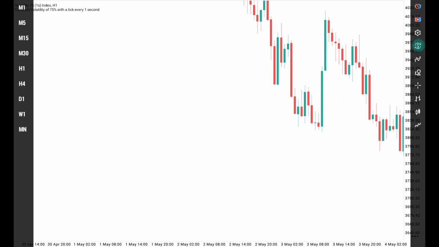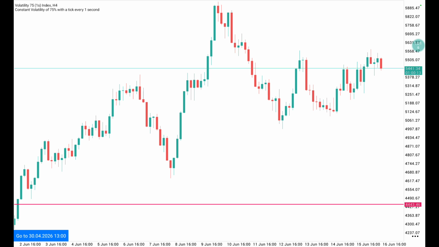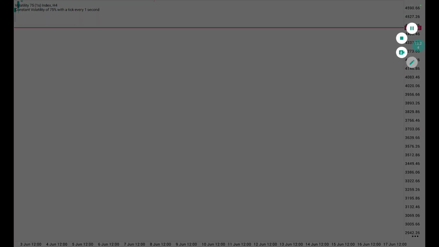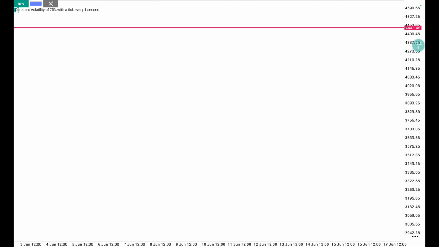All right, where I will close this class is to discuss fair value gaps. Fair value gaps is one among the 7 institutional reference points. The 7 PDRs. The 7 institutional reference points.